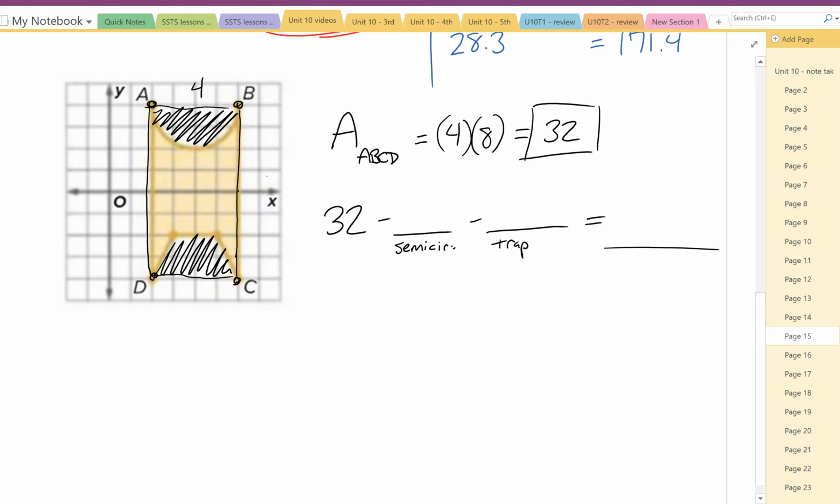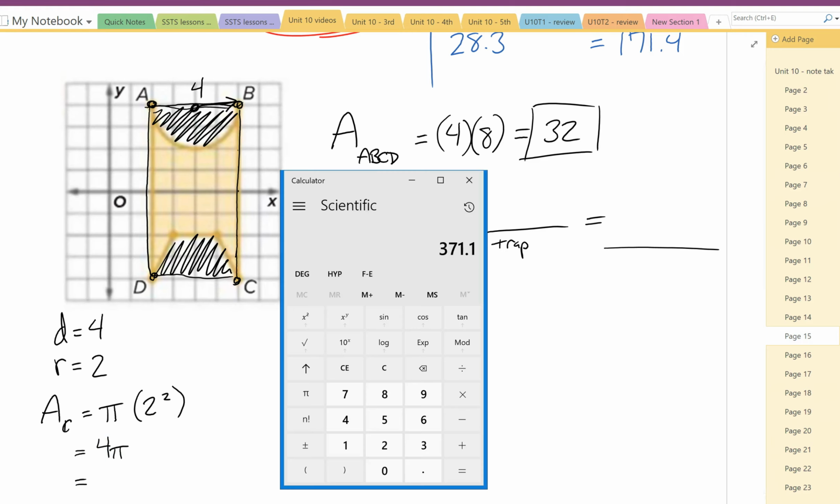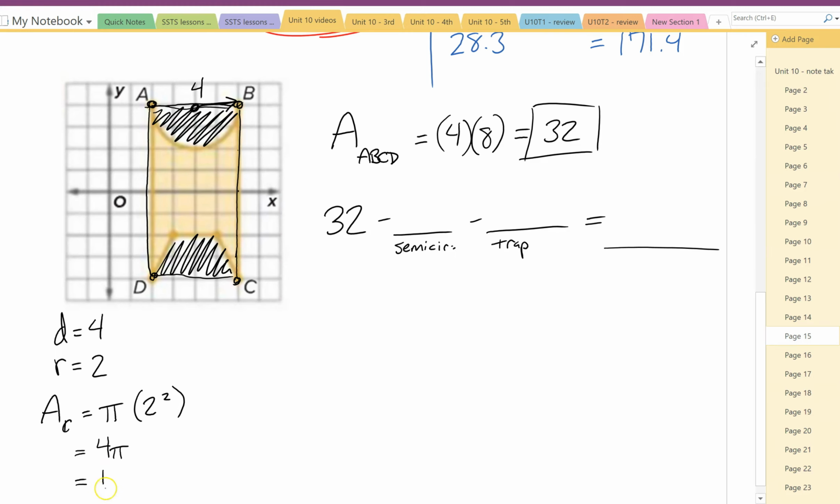Let's figure out the area of the semicircle up here. I can see that its diameter is 4, so its radius then is 2. Area of a circle is pi times the radius squared. So it'd be 4 pi. 4 times pi is going to be 12 point something, 12.57.